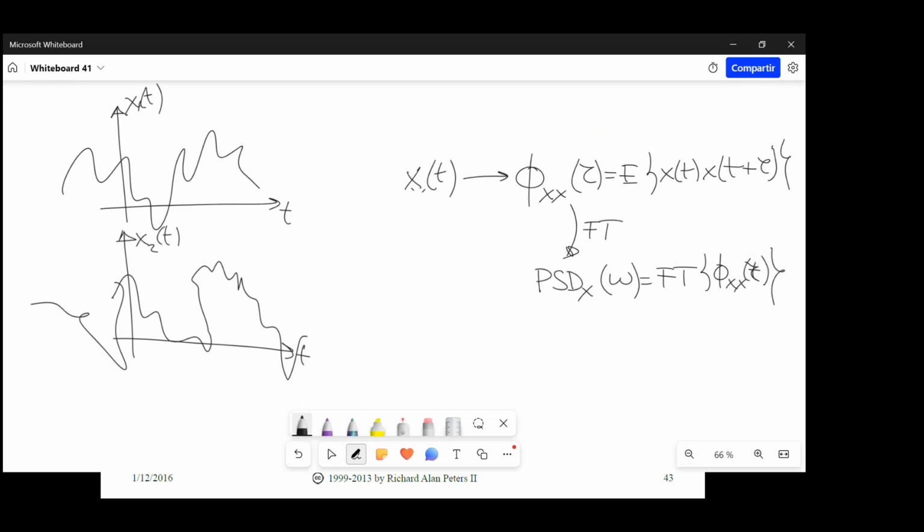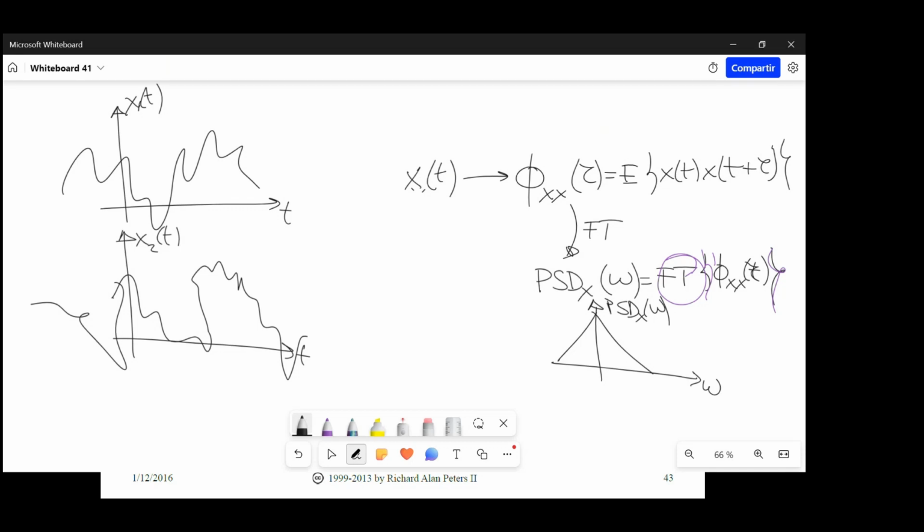I'm using curly brackets when you have an operator. So this is an operator, this is an operator. Then you use curly brackets. Remember, this is omega, this is the power spectrum density of X. It has to be non-negative, strictly non-negative.